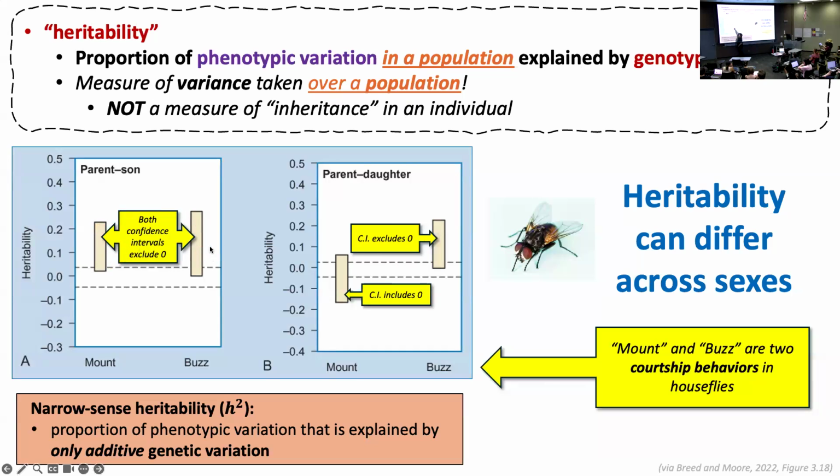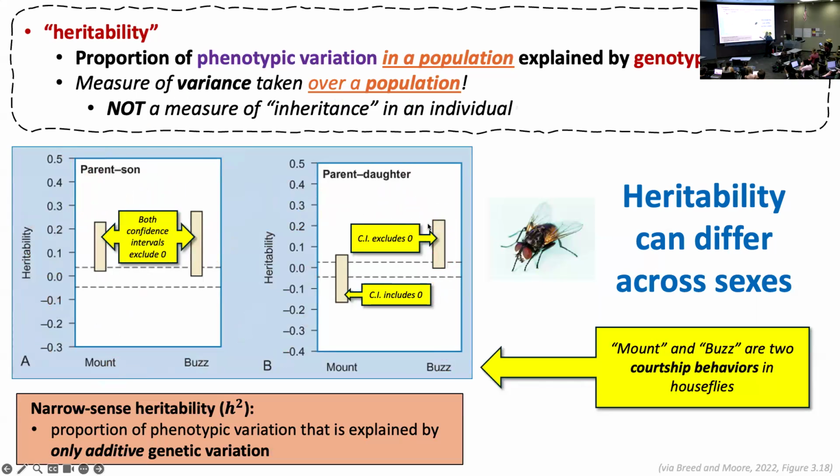If you've got a confidence interval that doesn't include 0, then that means that there is a significant heritability. If it does include 0, then that means we can't tell the difference between that heritability and 0. You need to gather more data. So what they're showing here is that for parent-son in these behaviors, both mount and buzz are heritable. They get two confidence intervals on heritability which do not include 0. They're positive.